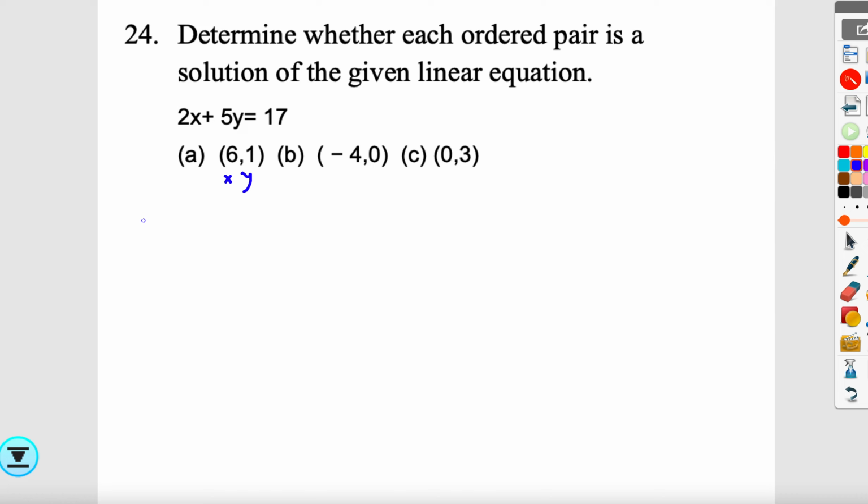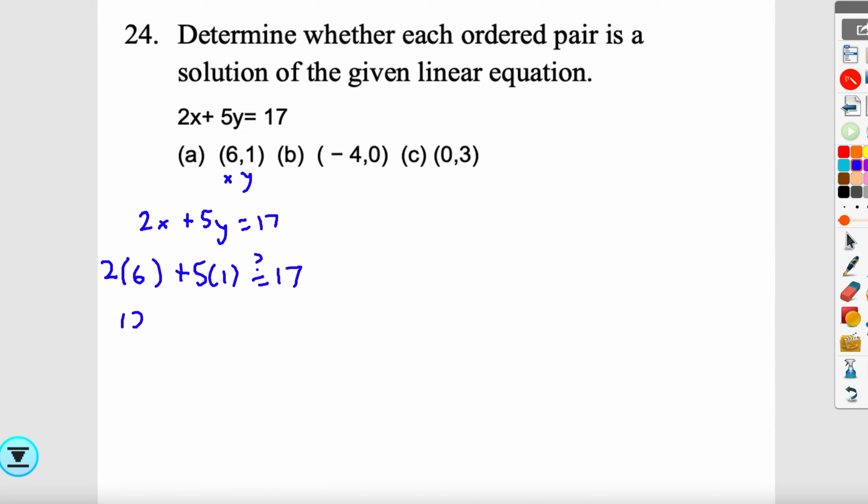So we're going to plug. We have the formula here, 2x + 5y = 17. We're going to plug these in for x and y. So it'll be 2(6) for x plus 5(1) for y equals 17? We don't know if these are solutions, so let's go ahead and find out how.